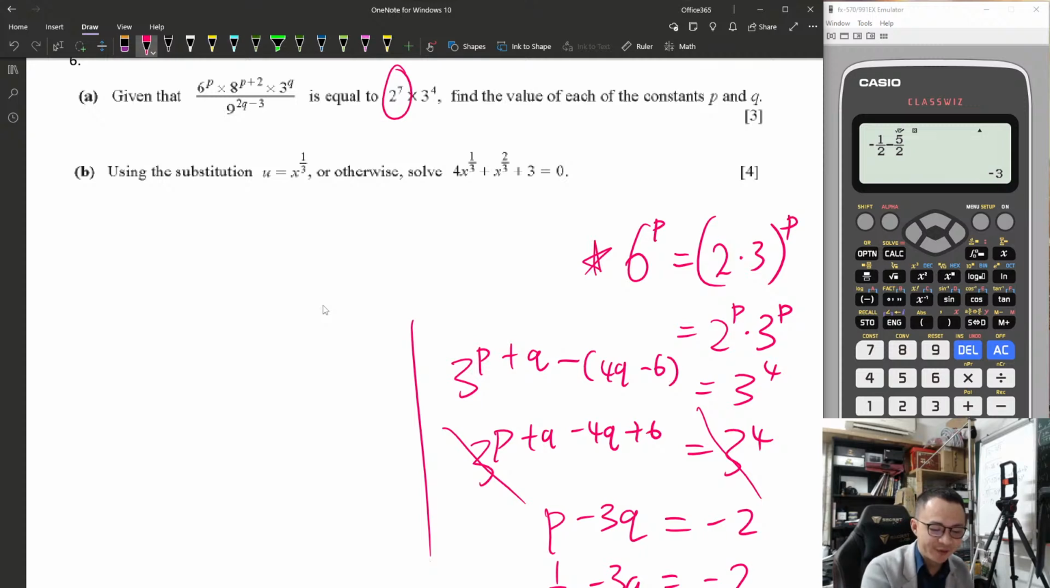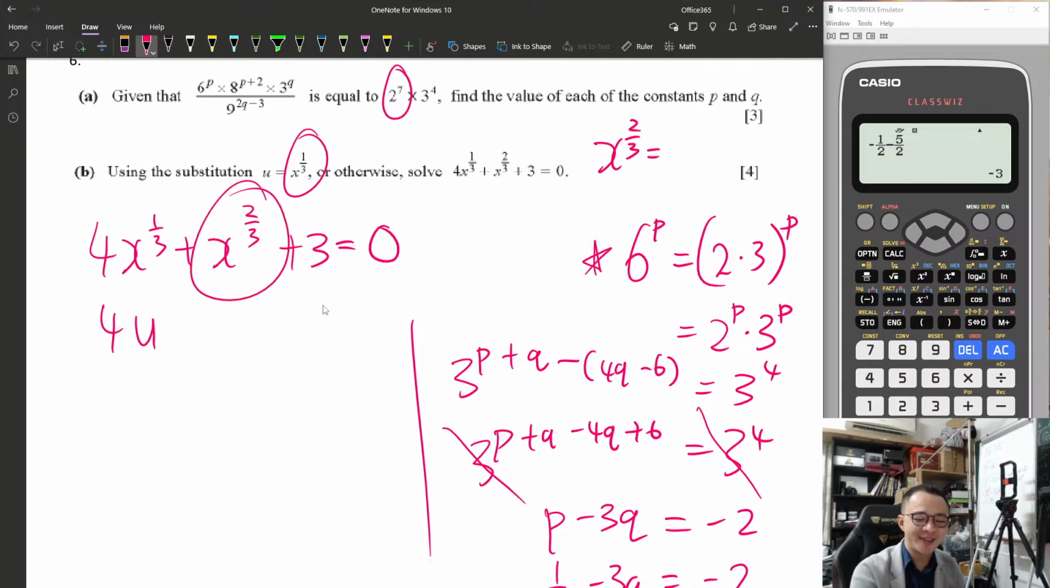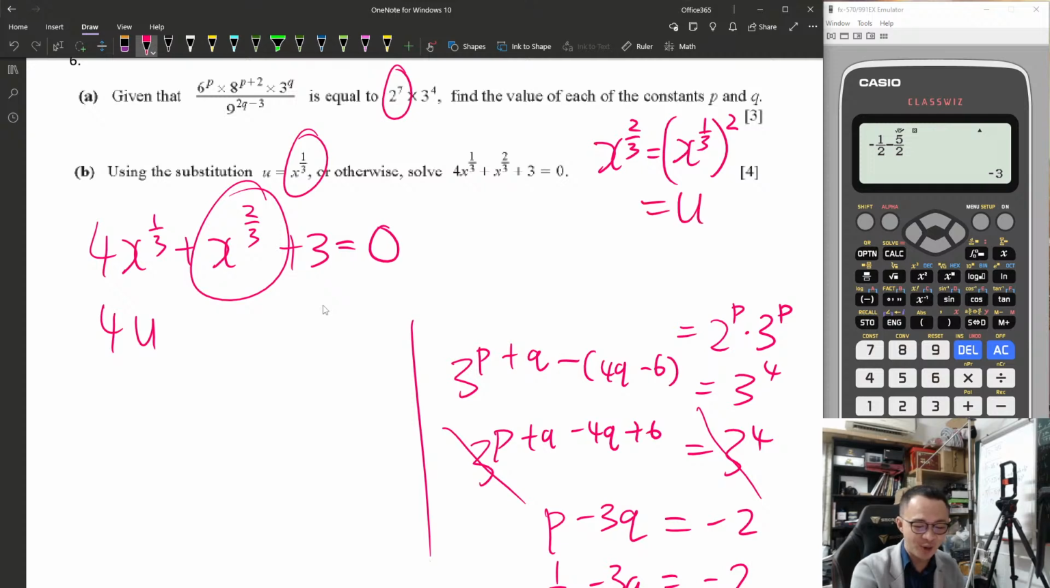Okay, this is 4 power of x 1 over 3 plus x 2 over 3 plus 3 equals to 0. Okay, so this one, u is x power 1 over 3, so it's very easy for u. But how about this thing? X power of 2 over 3 is basically equal to x power of 1 over 3 power of 2, because when you multiply in, you basically get 2 over 3, isn't it? So this one, if you see carefully, is u squared.